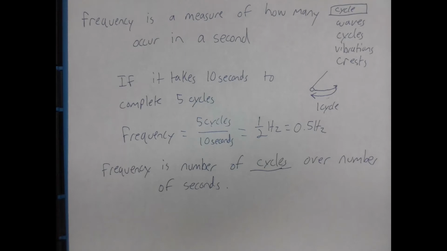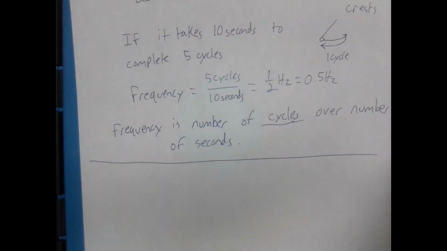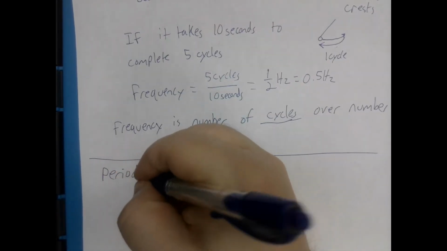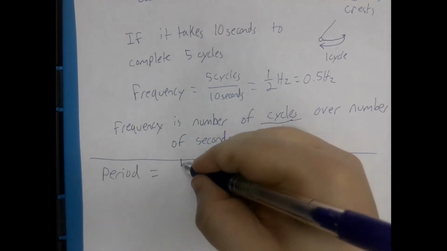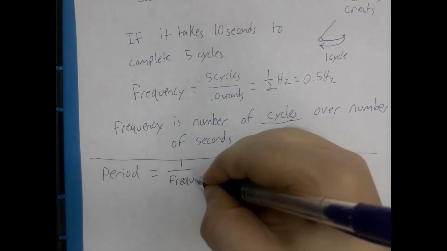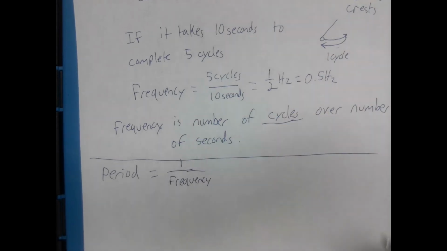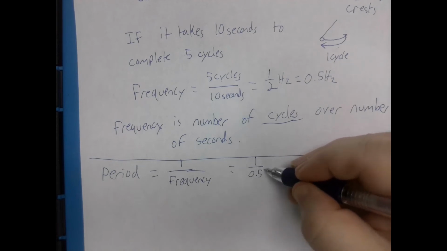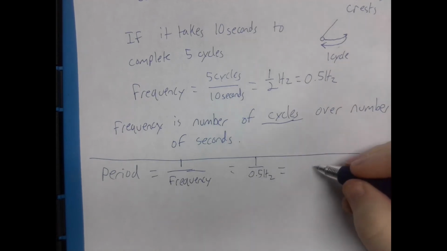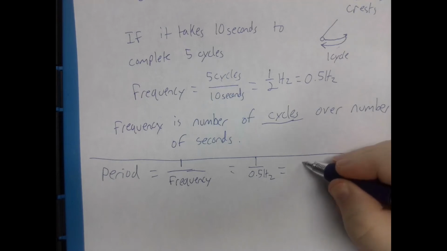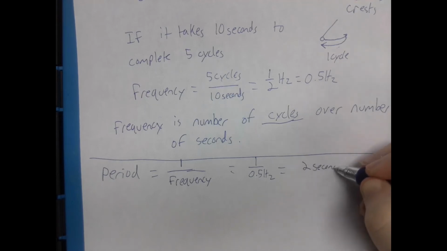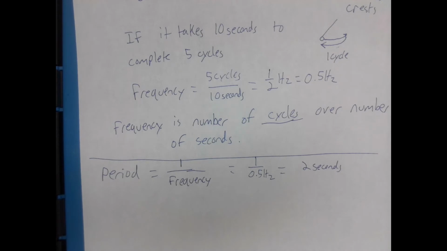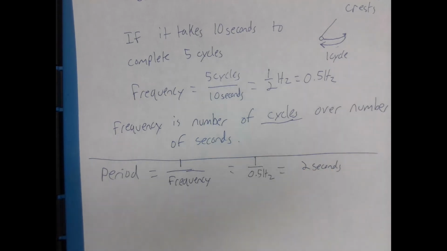So you figure out frequency by taking the number of cycles and dividing it by the number of seconds. Period is equal to 1 divided by frequency. So the period of this will be 1 divided by 0.5 hertz, which is equal to 2 seconds. 1 divided by a half goes into 1 2 times.